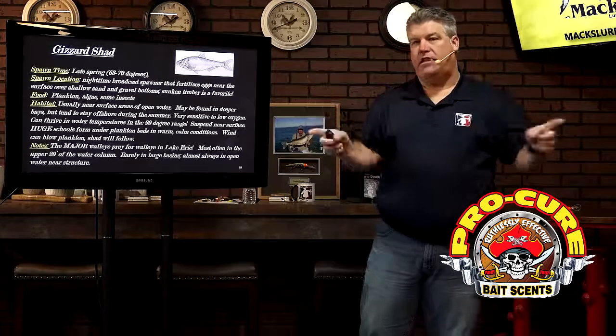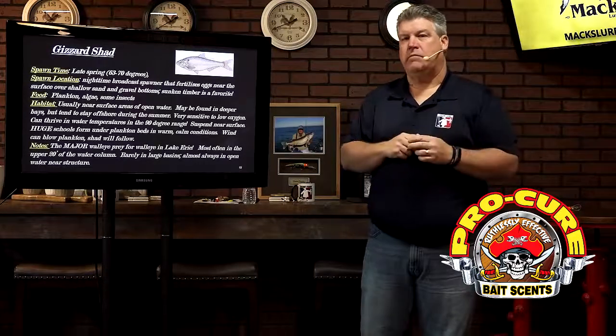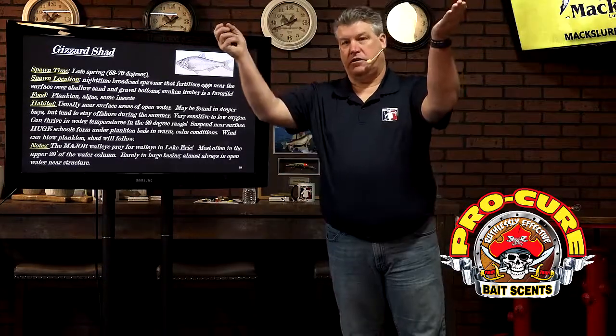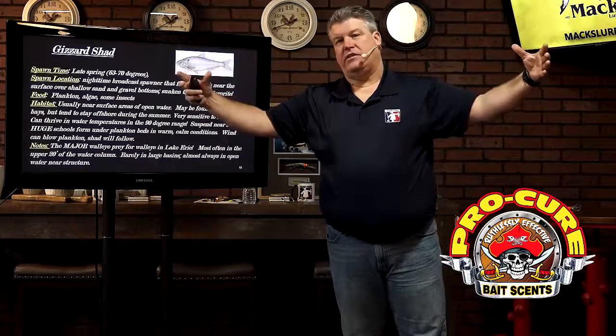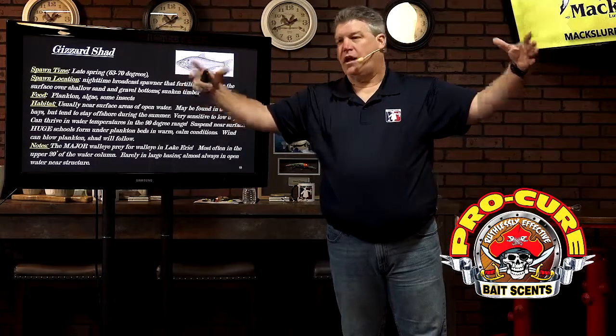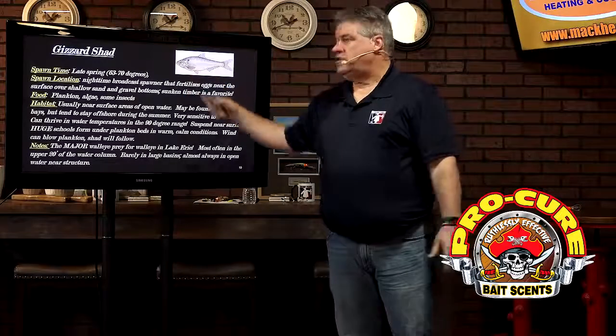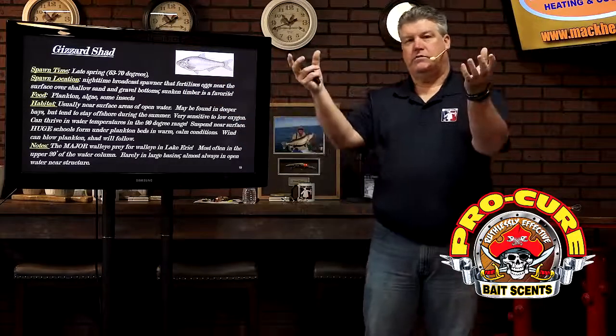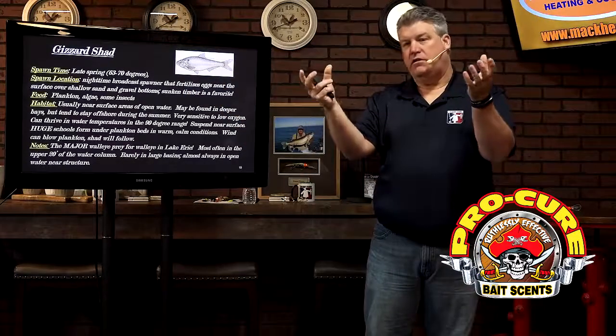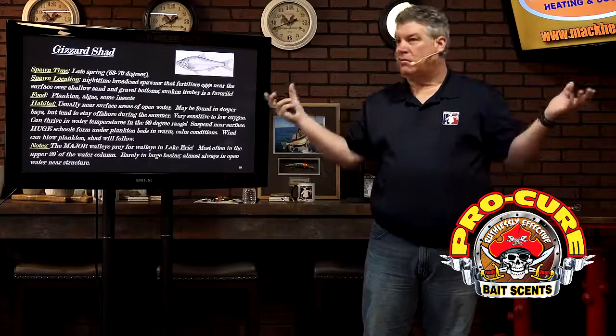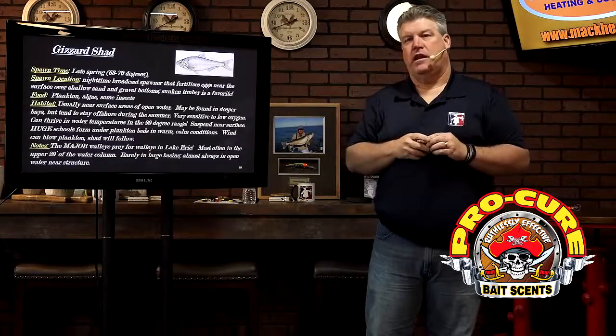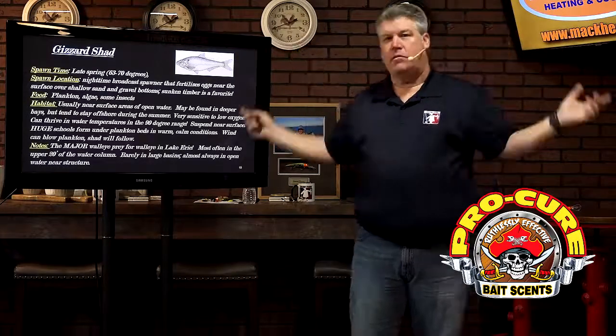As it gets hot, flat, calm in the summertime, all the plankton rises to the surface. They get in big giant mats, and the gizzard shad are directly below those mats, just below the surface, 2, 3, 4 feet down, eating that plankton. Well, what do you think happens to the bait fish? The bait fish come up there. Here come all the game fish.